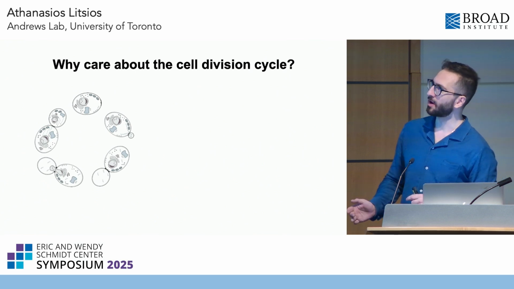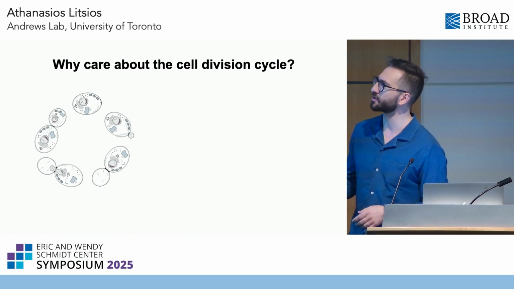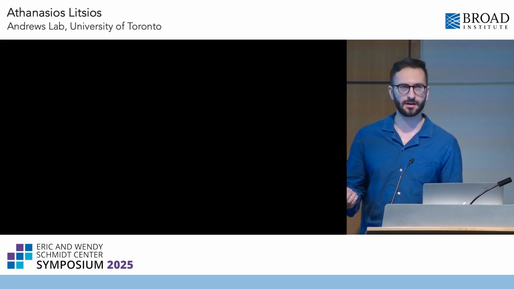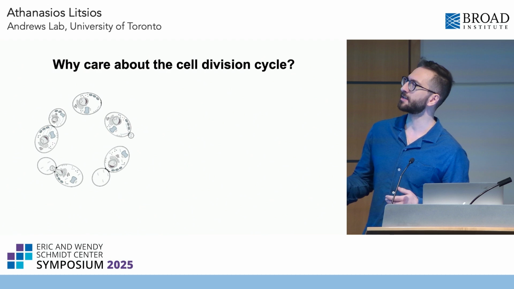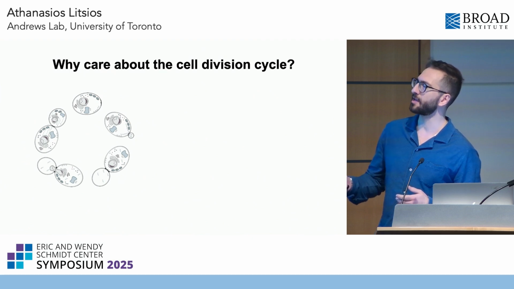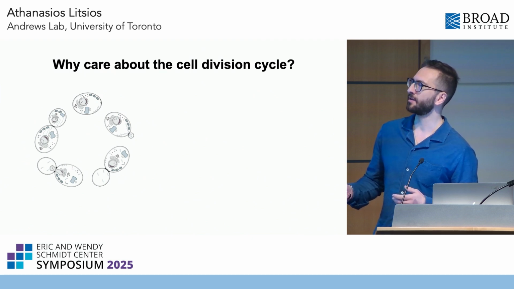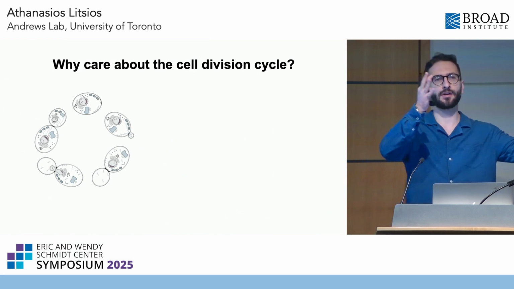So why should we care about the cell division cycle? Here you see a schematic representation of the cell division cycle of budding yeast, which is the main model organism that we use in the lab to study this process. Initially, we start with a single cell. As the cell cycle progresses, the daughter cell emerges and becomes larger and larger. At this part of the cell cycle, DNA replication is taking place. Then we have the nuclear division, and eventually we end up having two cells, a mother and a new daughter cell.